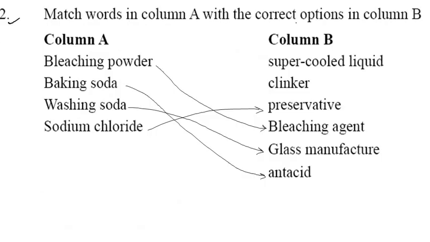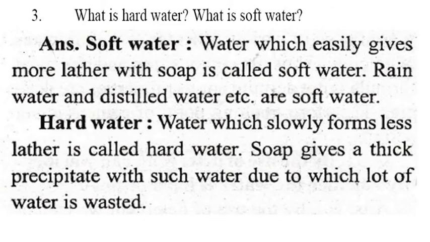Now come to match the words in column A and column B. Here is the bleaching powder, it is the bleaching agent, so it goes here. Now baking soda is the antacid. Now the washing soda is for glass manufacturing, and sodium chloride is a preservative. So you can write all this type of matching.